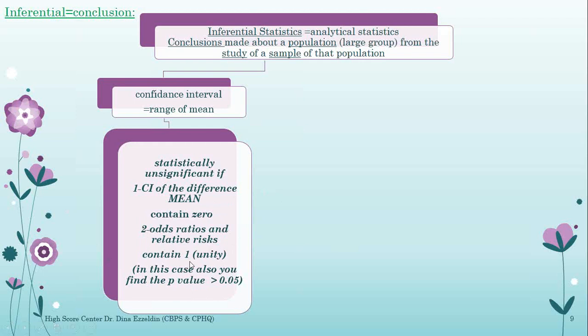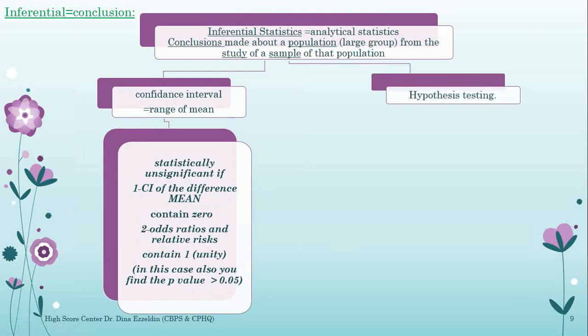So the confidence interval must not contain zero if it is an interval between two numbers, and must not contain one if it is the confidence interval of an odds ratio or relative risk, and the p-value mustn't exceed 0.05. If any of this fails, in any trial, we will not interpret the result and we will say that it's non-statistically significant. So we couldn't generalize these results to the population.